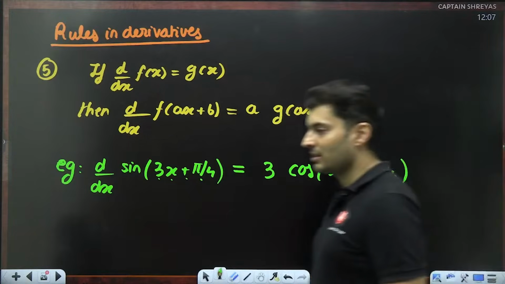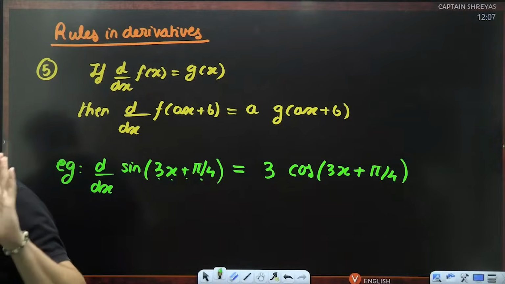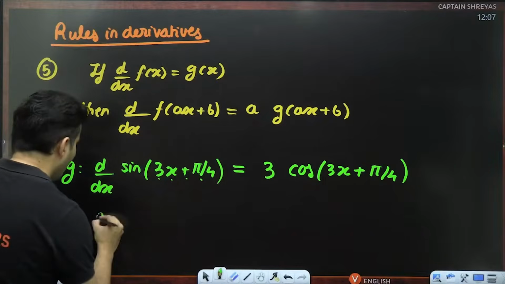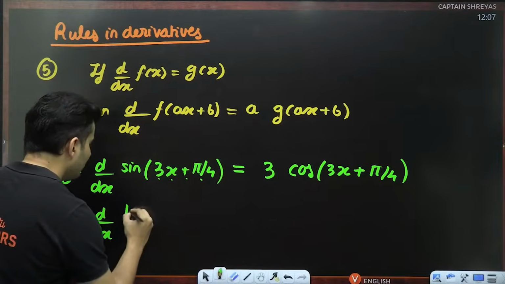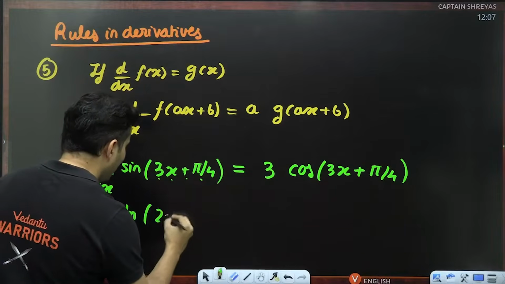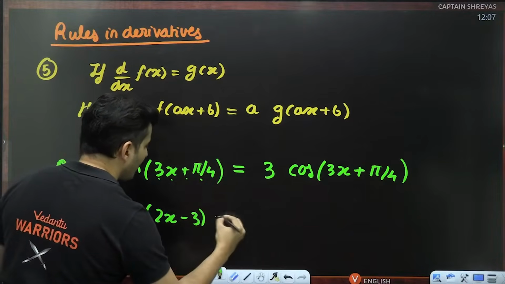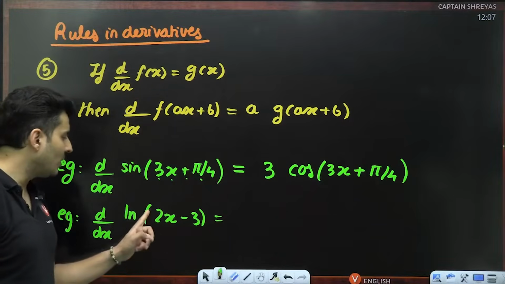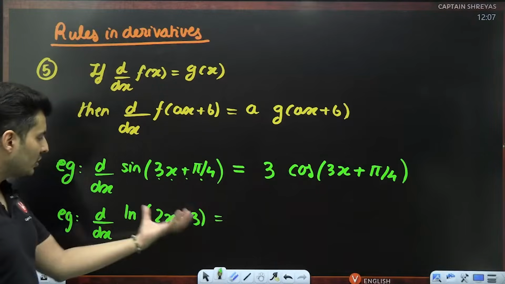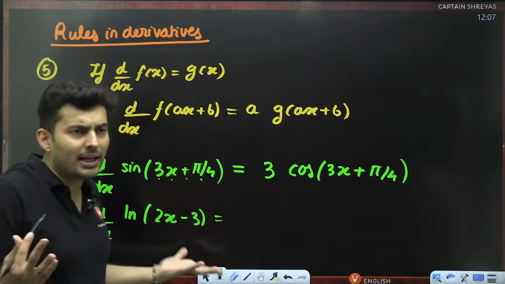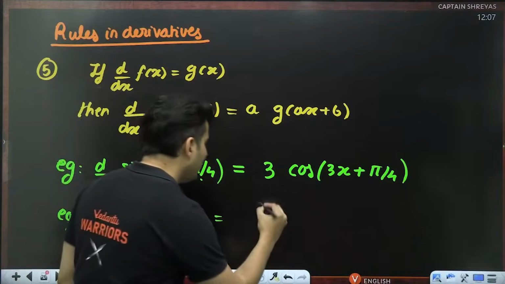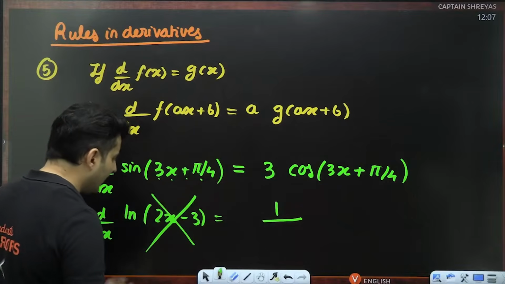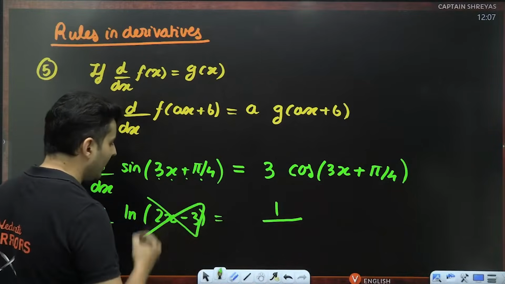That is what this means. Understood? Let's take one more example. Imagine I want to find the derivative of log of, let's say, 2x minus 3. What will you do? Usually you know the derivative of log x, but instead of x you have ax plus b form. So what is the derivative of log x? 1 by x. So normally do the mathematics, so it will be 1 by this entire term. Treat this entire thing as x.